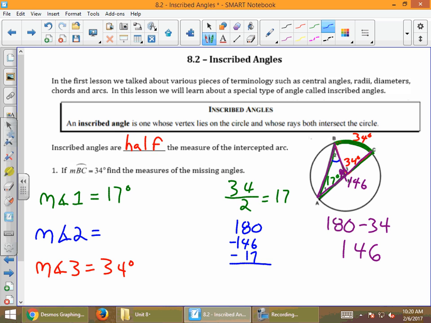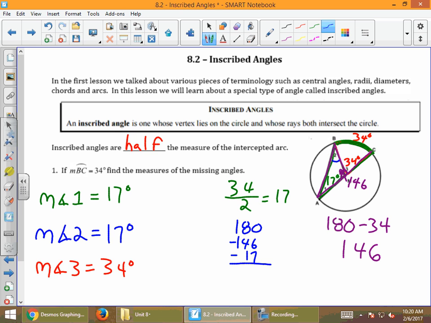This is also 17 degrees. If you used the remote interior angles, I'd say, well, 17 plus what equals 34? 17 plus 17 equals 34. You could have also known that this segment is a radius, and this segment is a radius, and these are connected by a chord. That made an isosceles triangle. If one is 17, the other one had to be 17. Lots of various different ways to solve this.